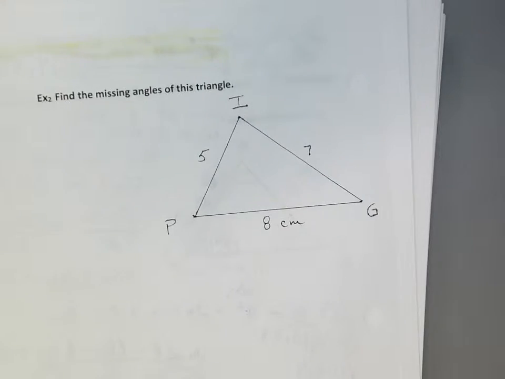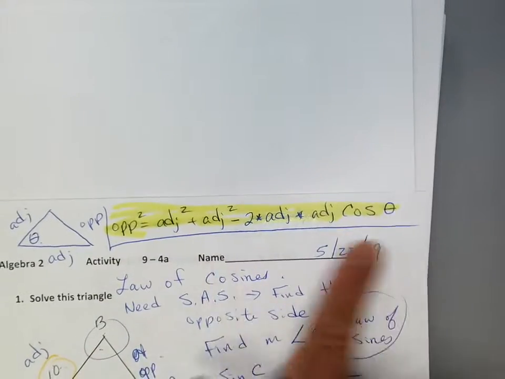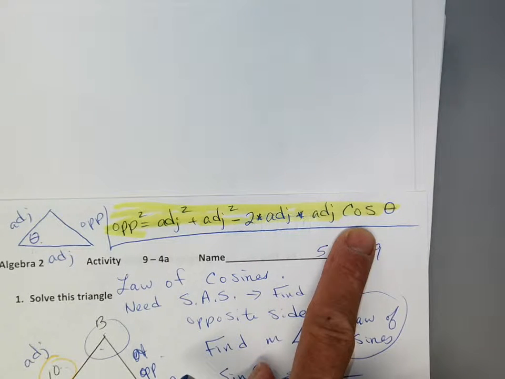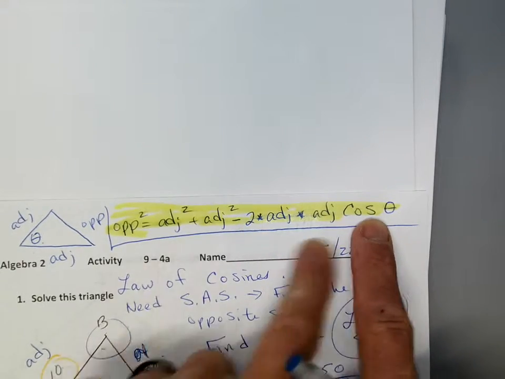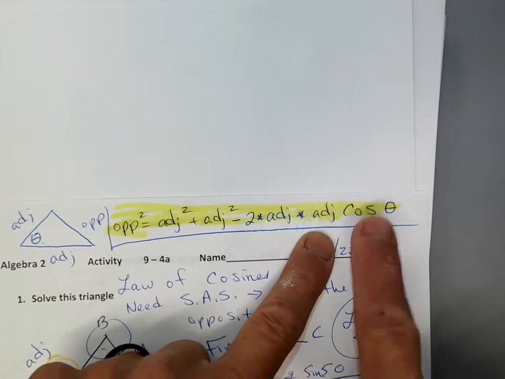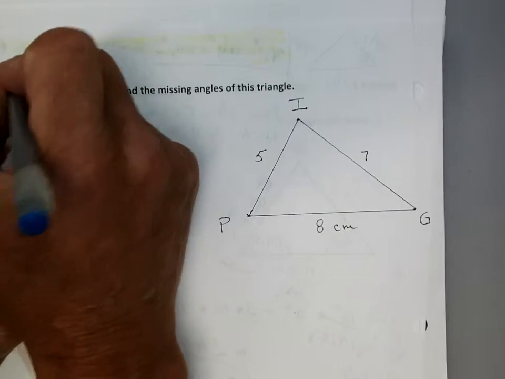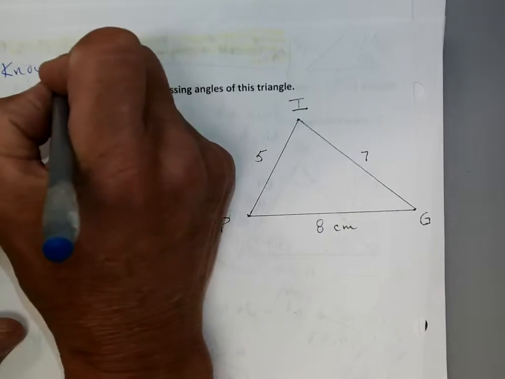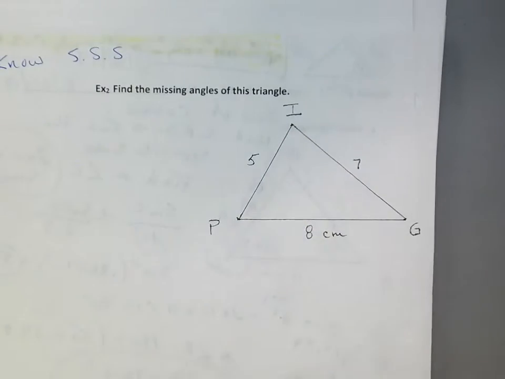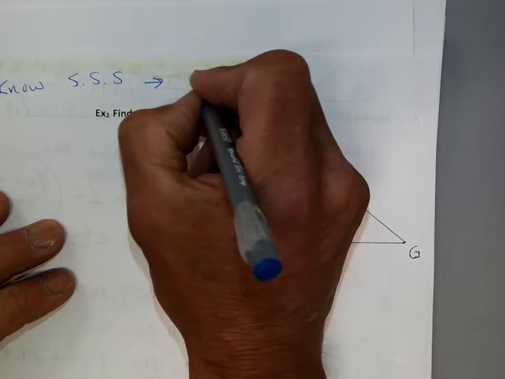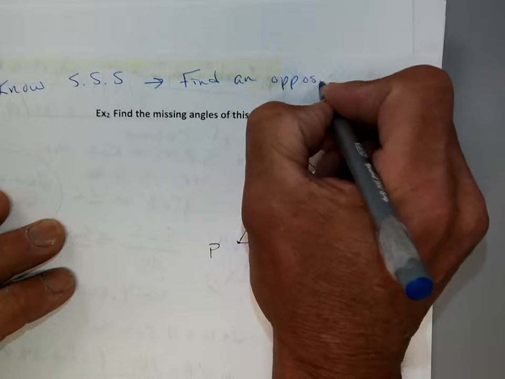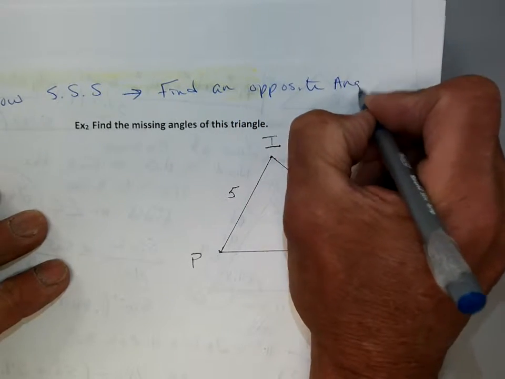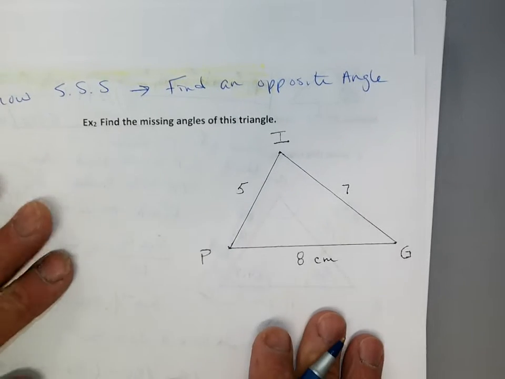What I'm going to do is take this formula and solve for cosine of theta, okay? You don't have to, but if you were to solve for cosine of theta, then you'd be able to have all your sides. You have cosine of theta equals all of this. So the formula looks like this, okay? So, law of cosines. If you know side, side, side, which we do, we know all three sides, right? If you know side, side, side, then you can find an opposite angle. Okay?